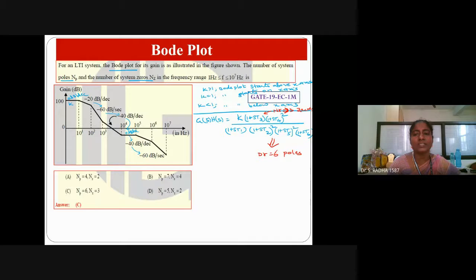Further, if they ask for the transfer function, you have to find the t1, t2 values, etc. If they ask for the k value, 20 log k is nothing but this 100 dB, the starting point, that is 20 log k. This is horizontal. If it is decreasing, you have to apply 20 log k by s. If it is increasing, you have to apply 20 log k into s. Then equate the y-axis value. Now, as per this question, we have 3 zeros and 6 poles. Option C has 3 zeros and 6 poles, so it is the correct answer.